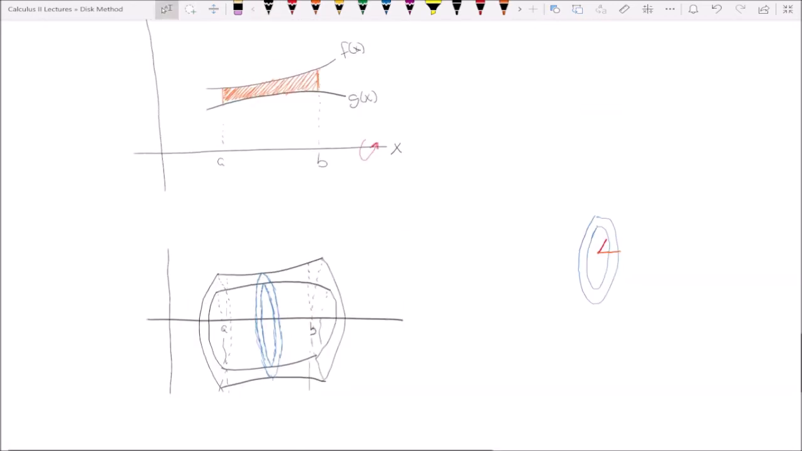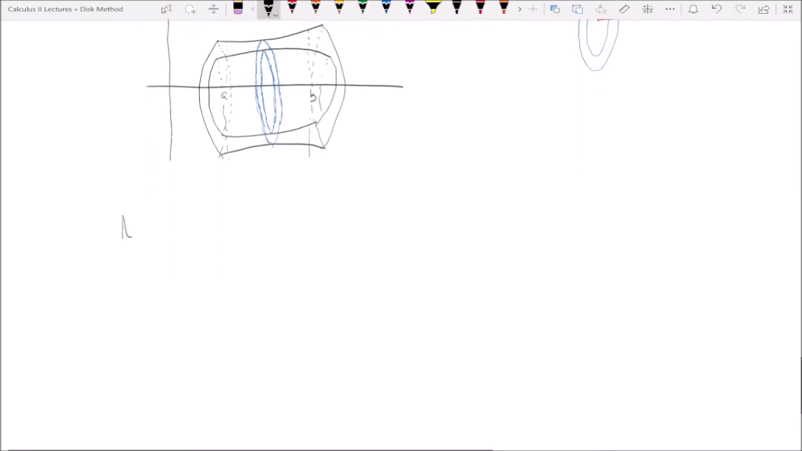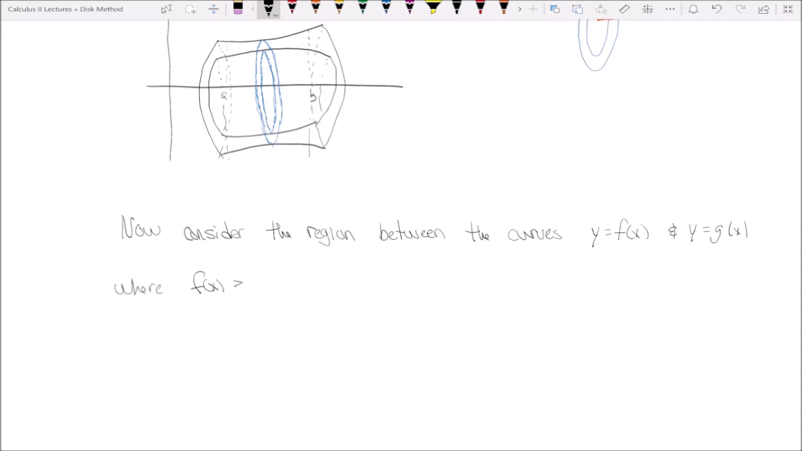I have no idea why that popped up. Excuse me. There we go. So what we're now going to do is consider the region between the curves y equals f of x and y equals g of x, where f of x is greater than or equal to g of x, greater than or equal to 0 over the interval a to b.